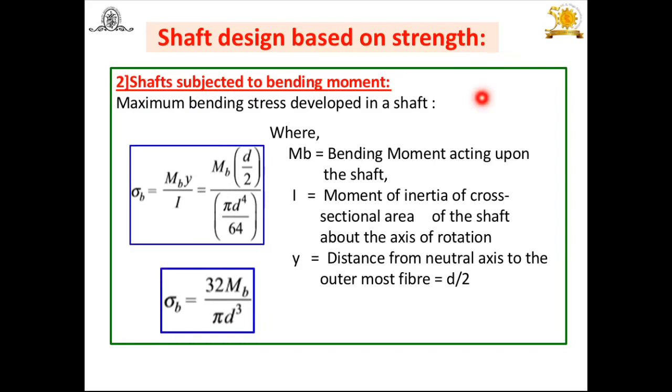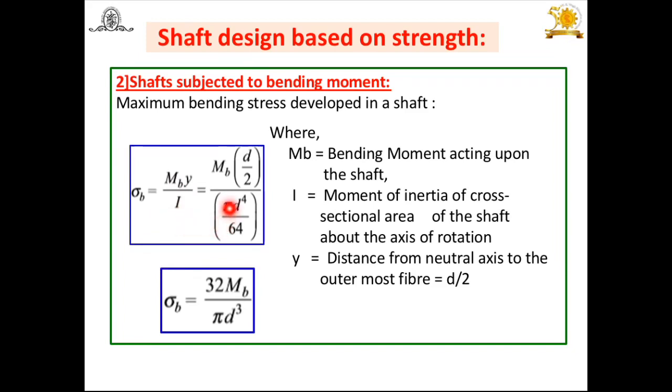Now let us discuss case number two, when the shaft is subjected to bending moment. Because of the mounting of parts, the shaft is subjected to bending. When the shaft is subjected to bending moment, bending stress gets induced in it. In the first unit, design of simple machine parts, we have seen sigma b is equal to Mb y by I, as usual our basic equation, where Mb is the bending moment acting on the shaft, y is the distance from the neutral axis to the outermost fiber, again this is d by 2, and I is the moment of inertia of the cross-sectional area of the shaft about the axis of rotation.